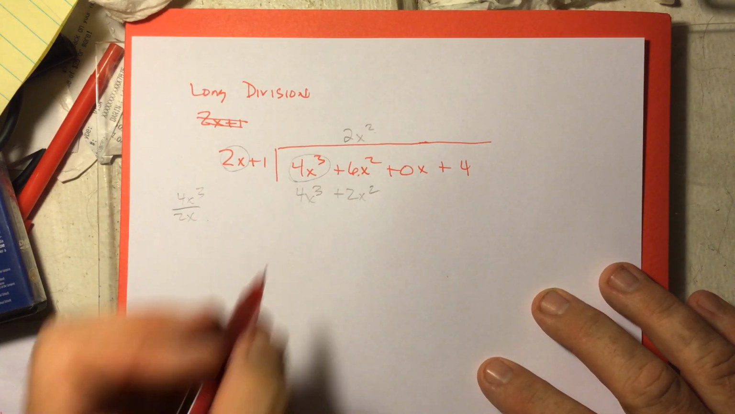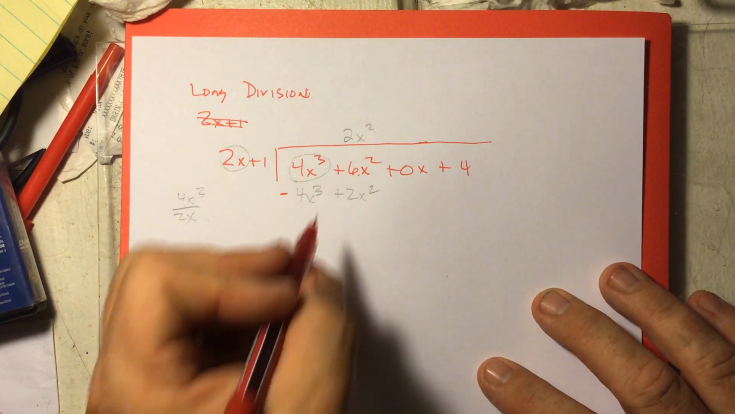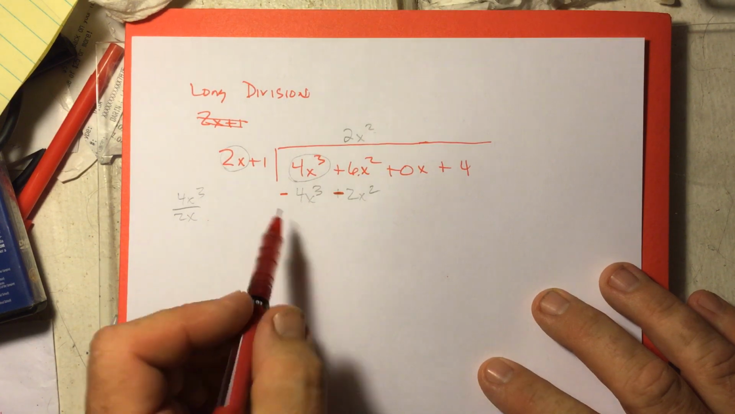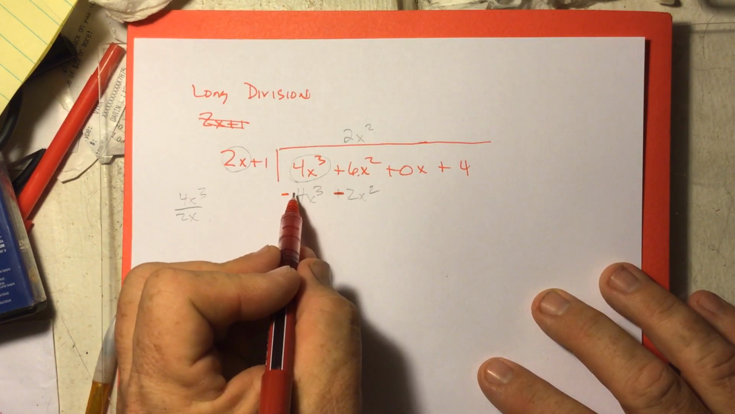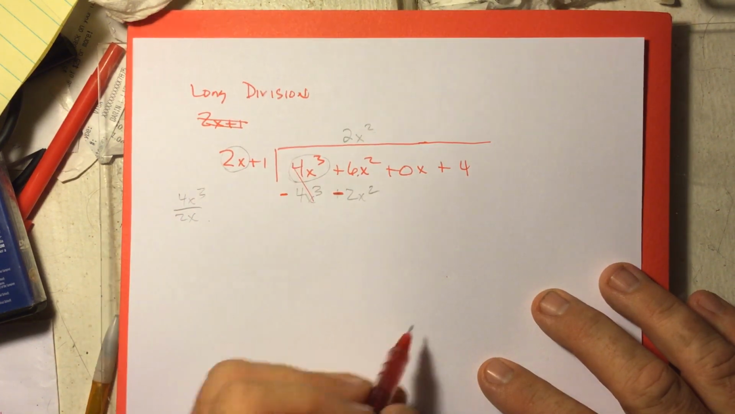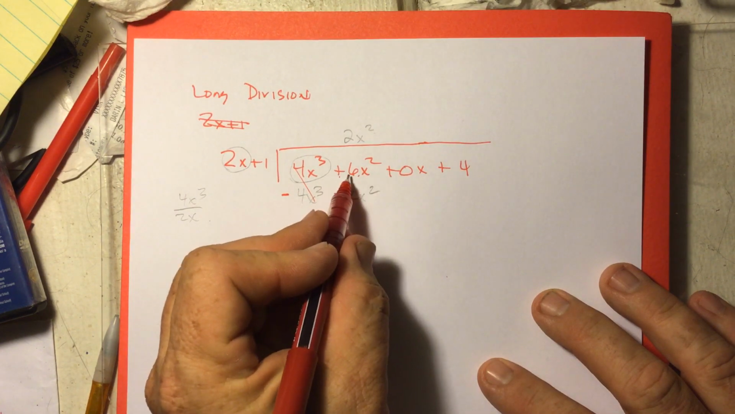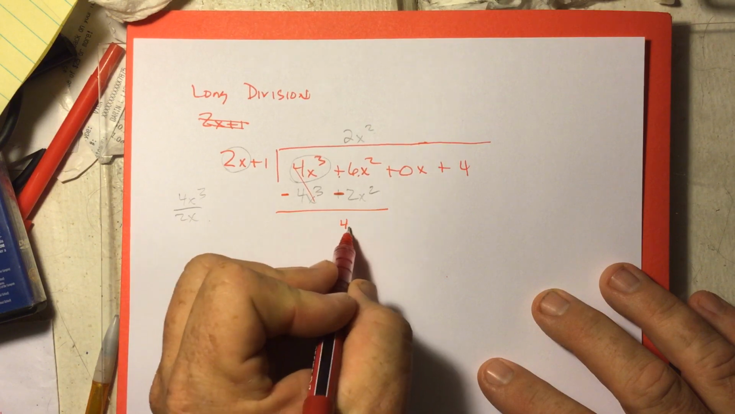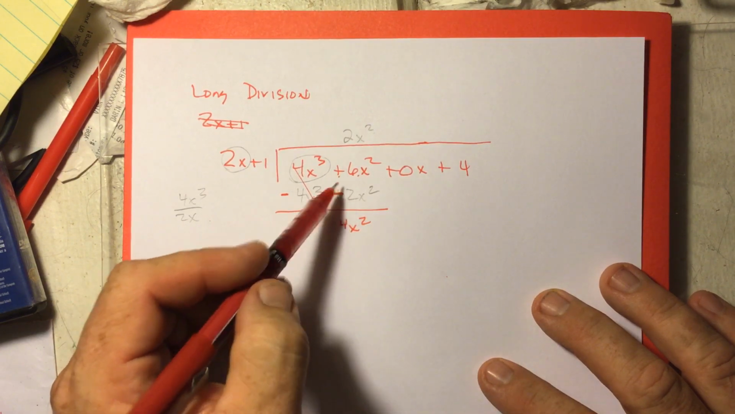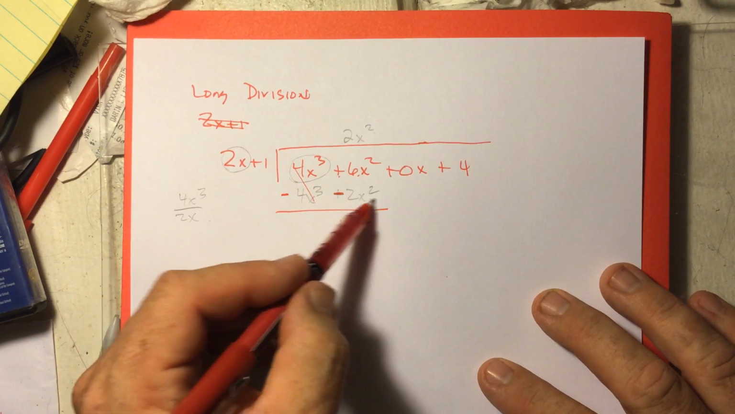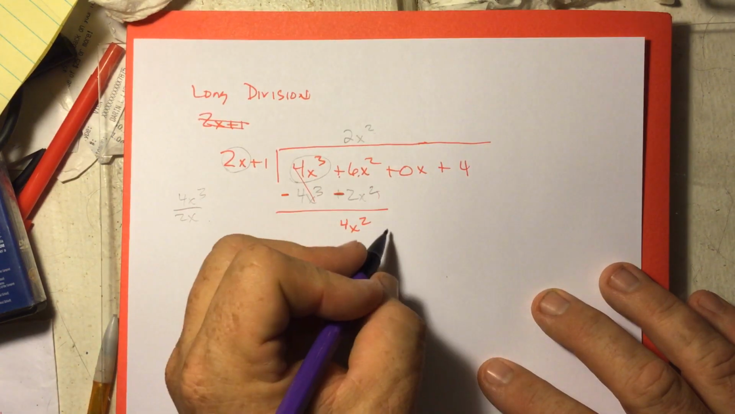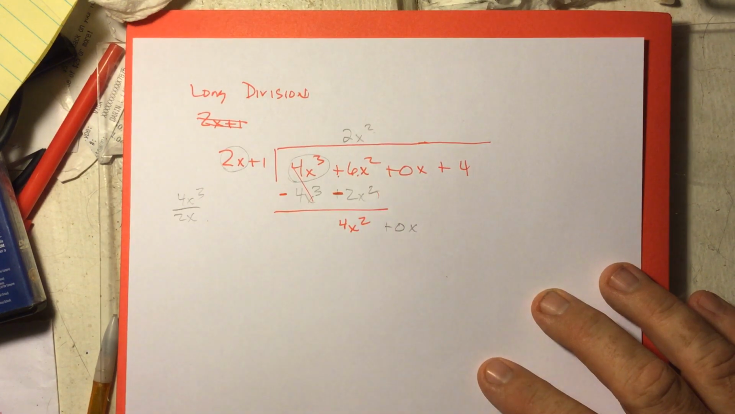But when I subtract, I end up getting opposites. So I've got to subtract this whole thing. So now I've got negative 4x cubed, which cancels with the 4x cubed, and then positive 6x squared minus 2x squared, which gives us 4x squared. This step here, everybody forgets to change that sign. Don't forget to change the sign on that one. So then we bring down the 0x. Doesn't really matter at that point.